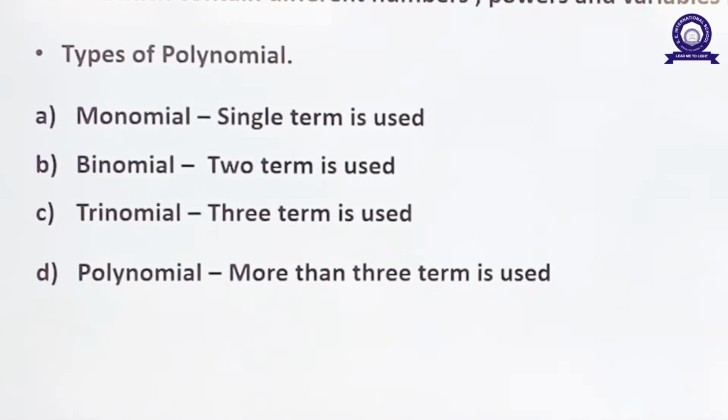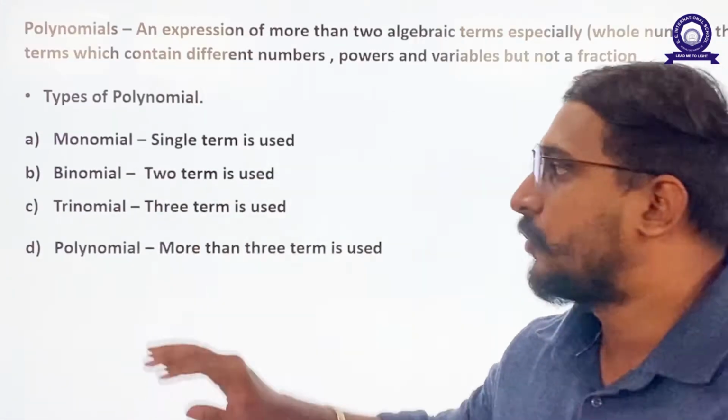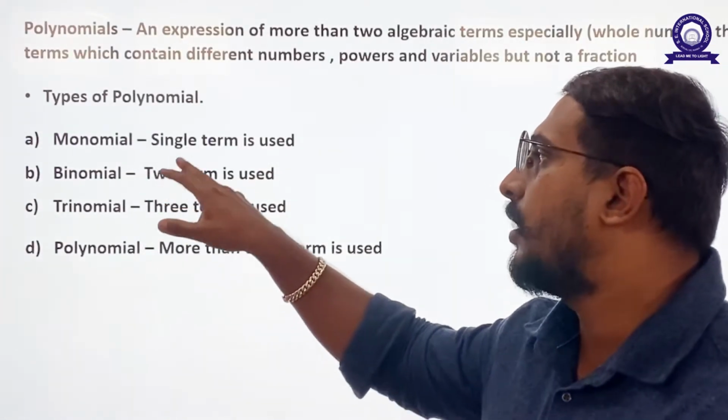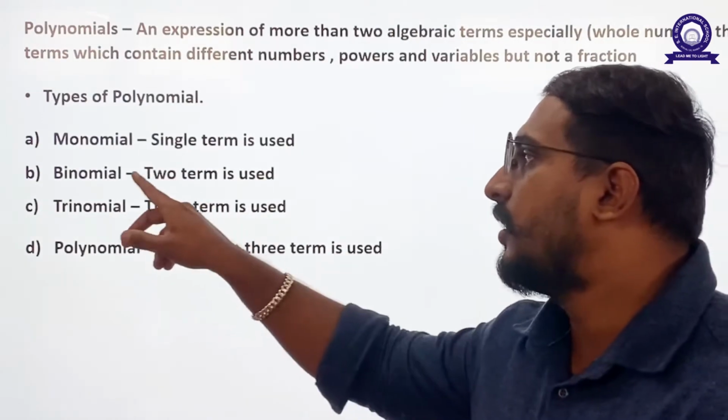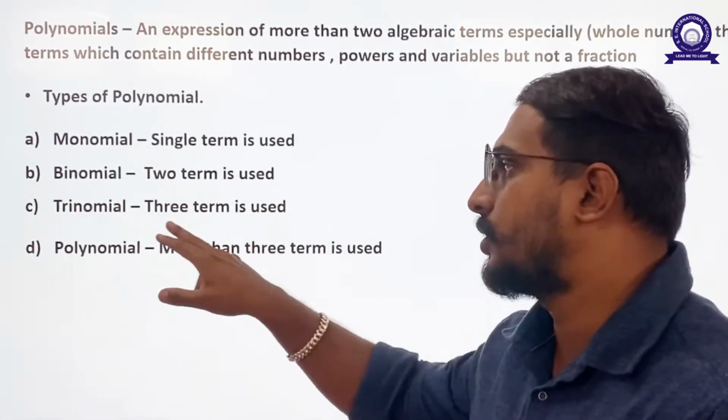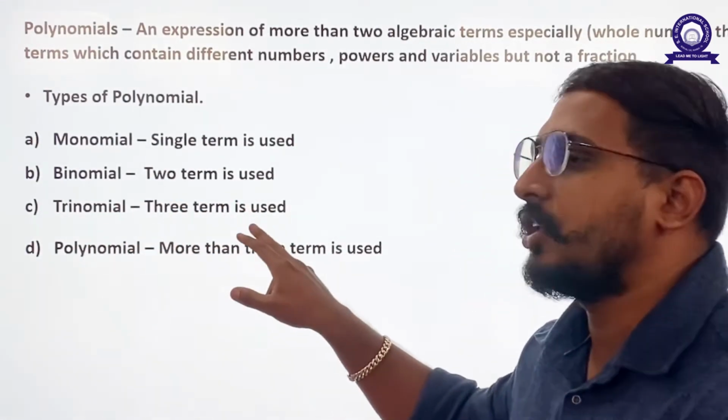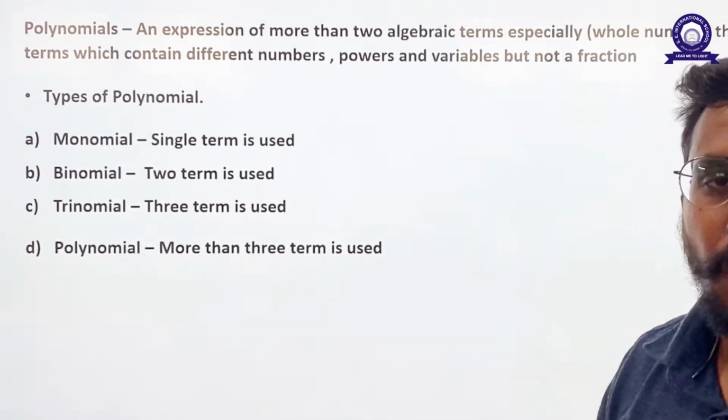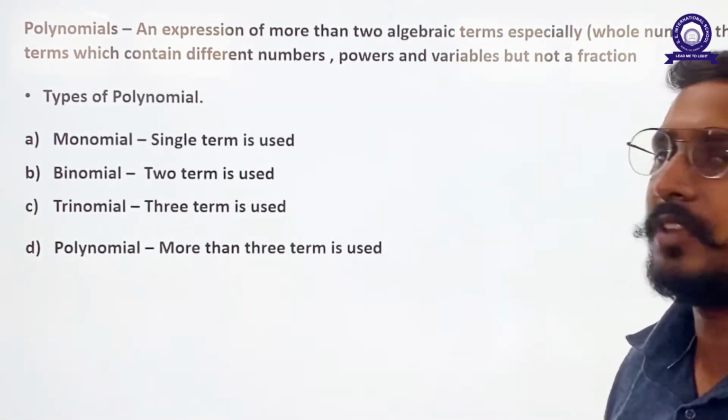In the types, there are monomial, binomial, trinomial, and the last one is the polynomial. Okay? So monomial: in a monomial, only a single term is used, and in a binomial, two terms are used. In the trinomial, three terms are used, and the last one is your polynomial. In this, more than three terms are used.